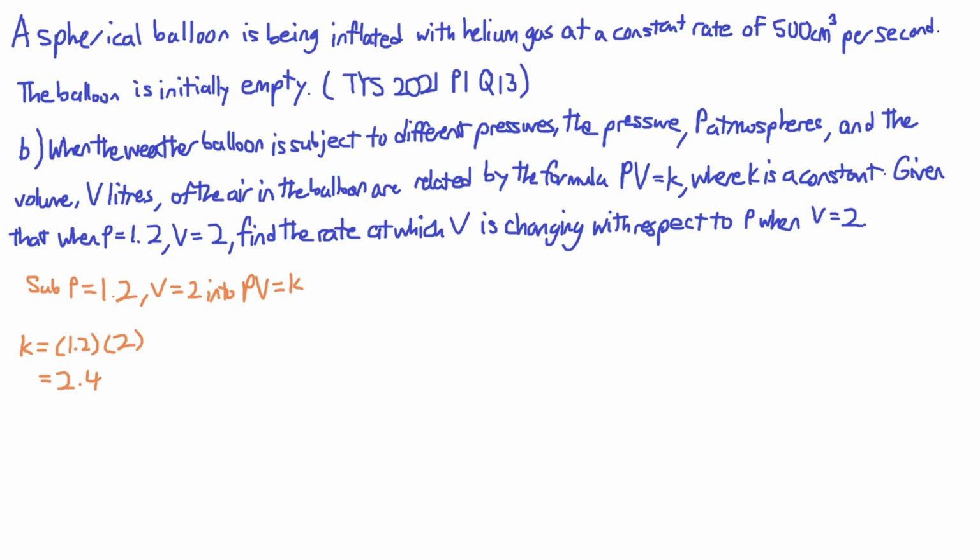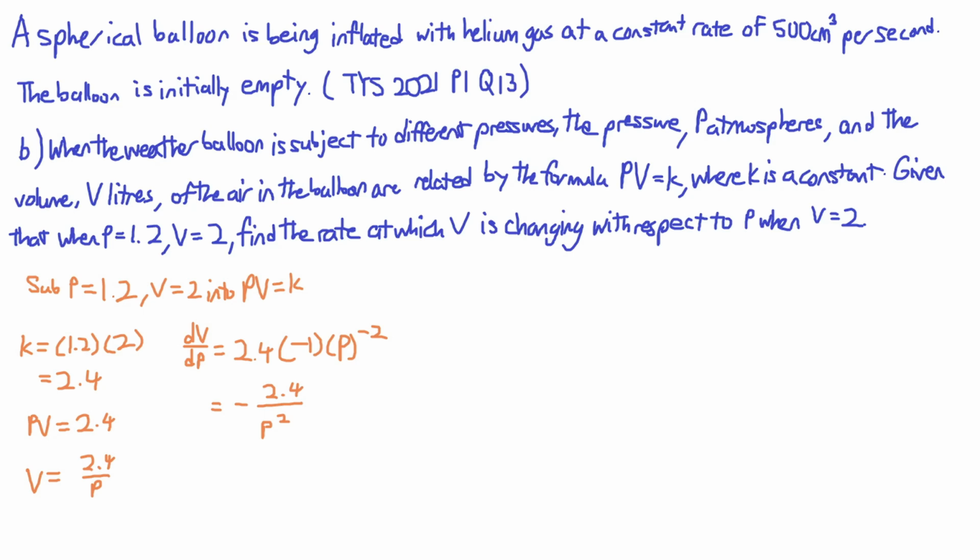Since we want to find the rate of change of V with respect to P, we will need to make V the subject. Moving P to the right, V equals 2.4 over P. We then differentiate V with respect to P to get dV over dP equals negative 2.4 over P squared.